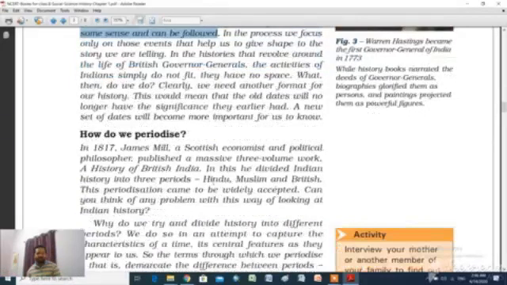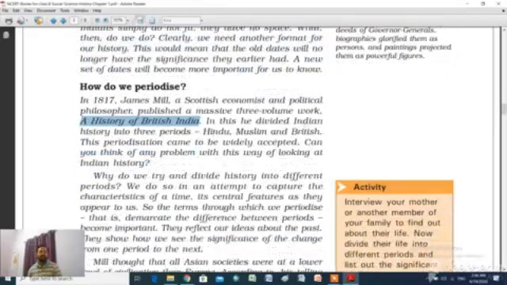James Mill, a Scottish economist and political philosopher, published a massive three-book work, The History of British India. In it, he divided Indian history into three categories: Hindu, Muslim and British. This periodization came to be widely accepted, but can you think of any problem with this division? He divided Indian history on the basis of religion and British administration.